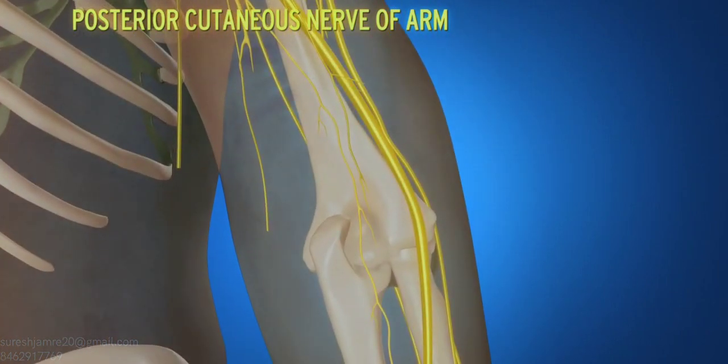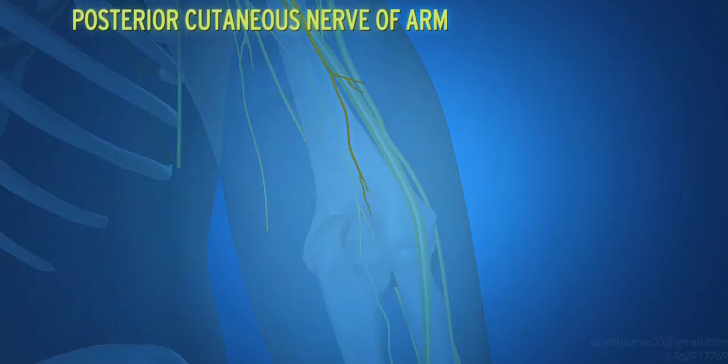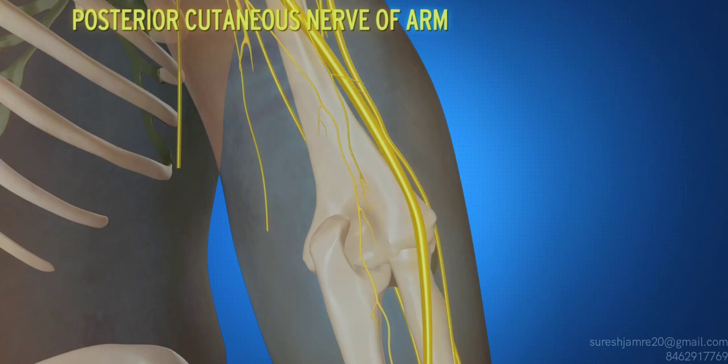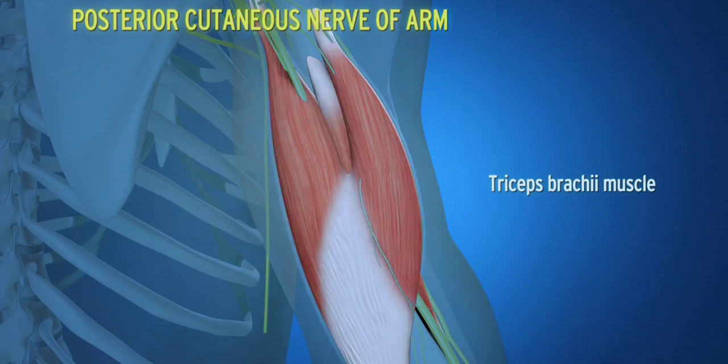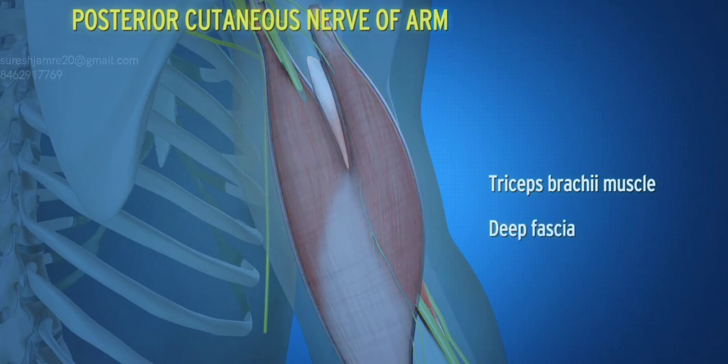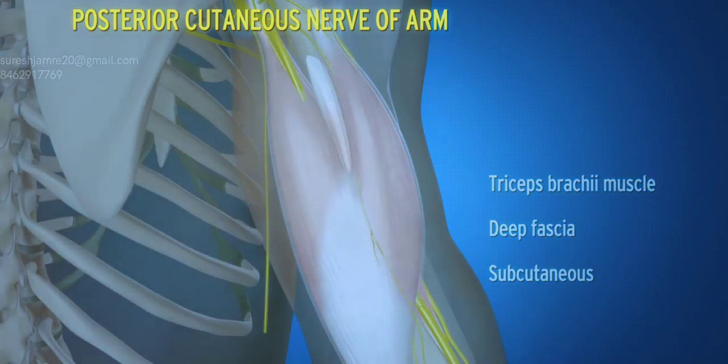In its course, it communicates with the inferior lateral cutaneous nerve of arm, crosses behind, penetrates through the lateral head of triceps brachii muscle, and overlying deep fascia to become subcutaneous.